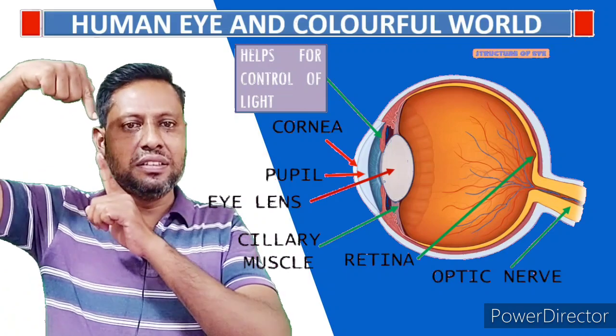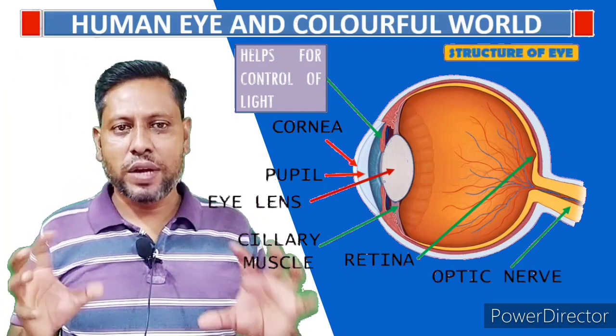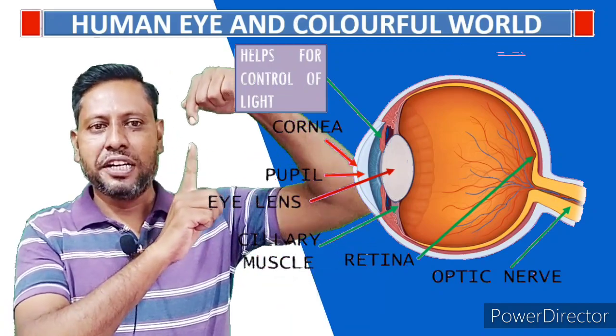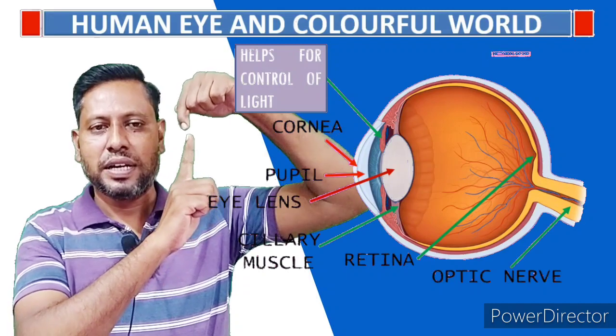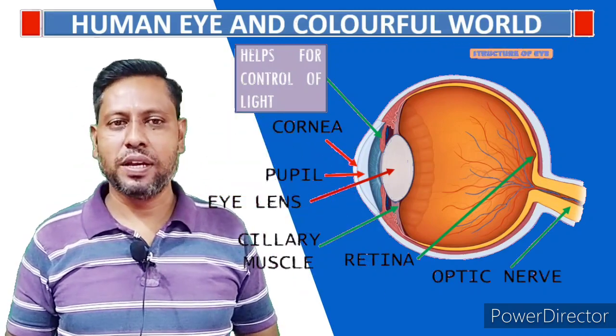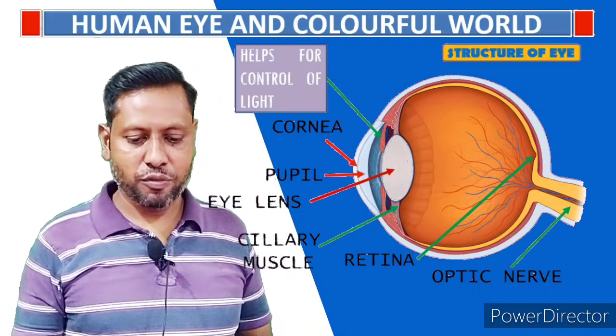So in that case this shutter simply opens up. According to the condition of light, the iris may come closer or it can extend also, and it decides what amount of light should enter the eye. So it is just like a shutter for the eye lens.